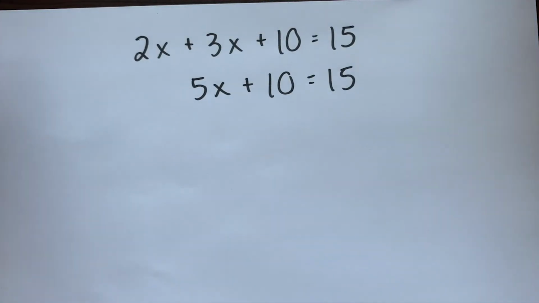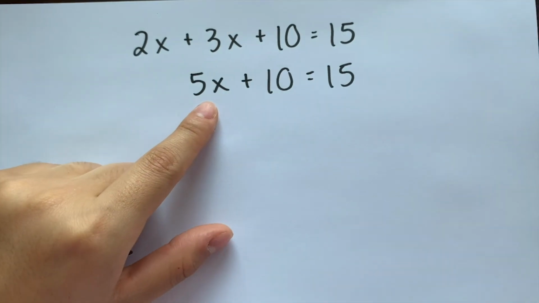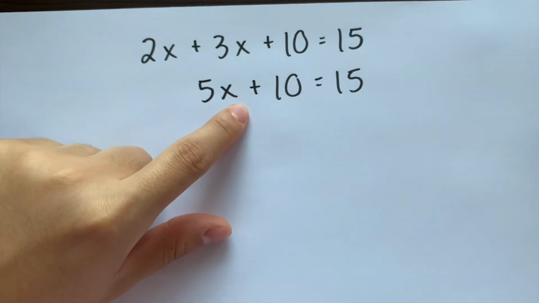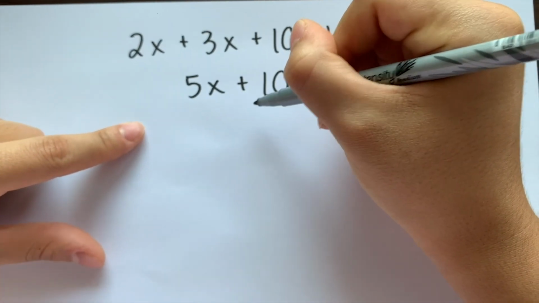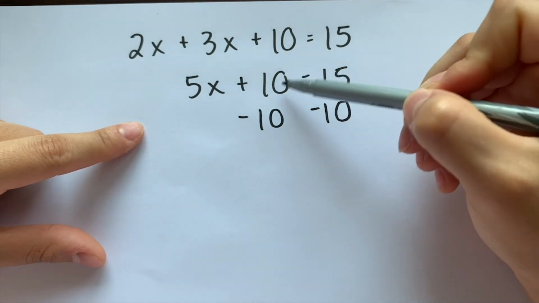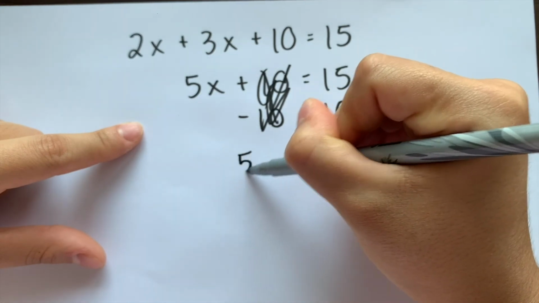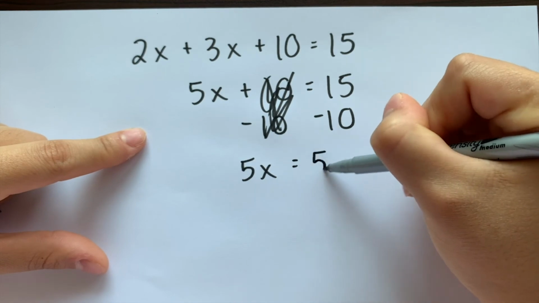Now we're gonna use the same methods that we've used in previous problems that I did here. And now we have to get our 5x by itself, right? So we have to get rid of the 10. And in order to do that, since we're adding 10, we have to subtract 10 to both sides. So then we would do minus 10, minus 10. Now this would give us a 0, which means that we cancel it out. And we will be left with 5x equals 15 minus 10 equals 5.